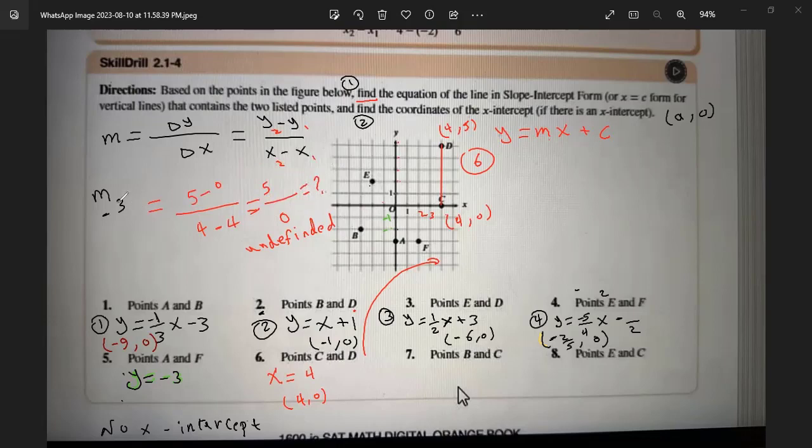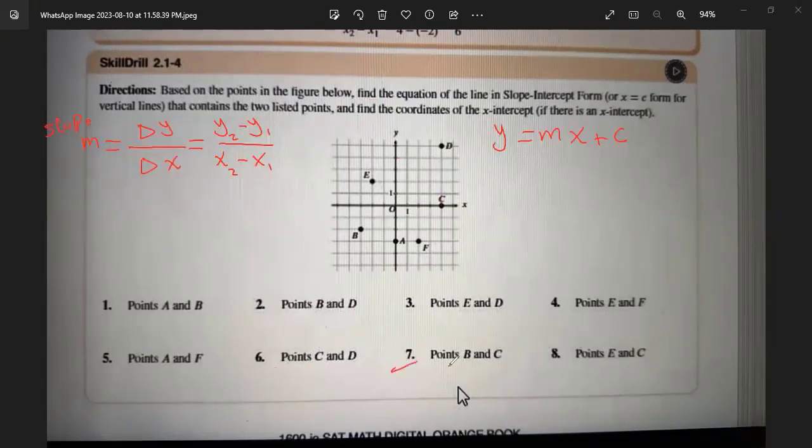If the slope of a line is undefined, this is a vertical line. Directly write x equals the point of the x-axis that we have in both lines. You see? I hope it's easy for you. Now we move to number 7.